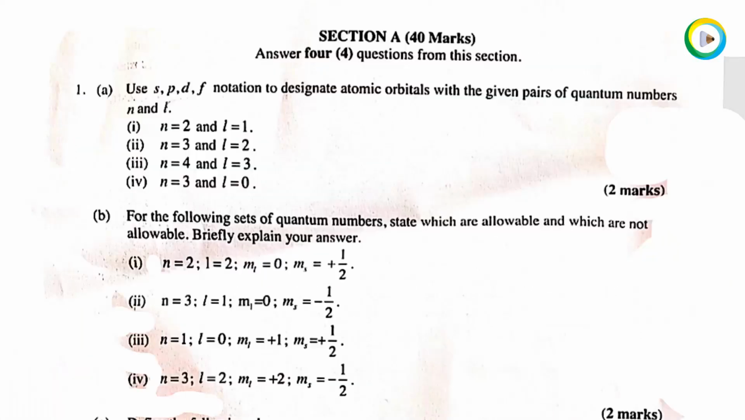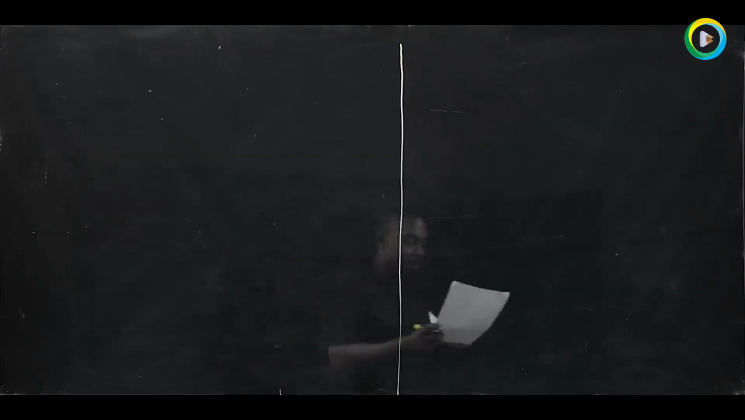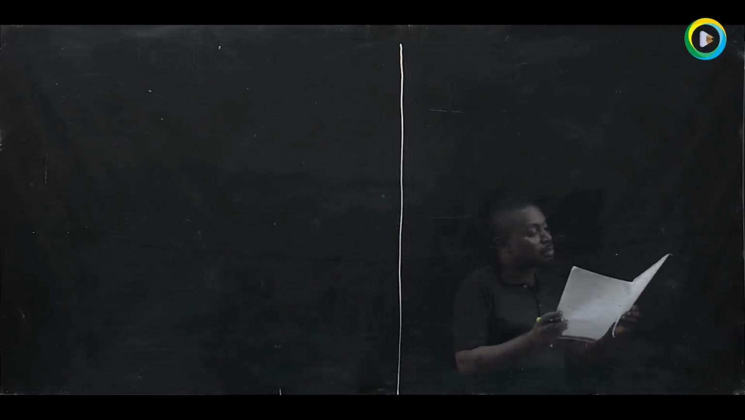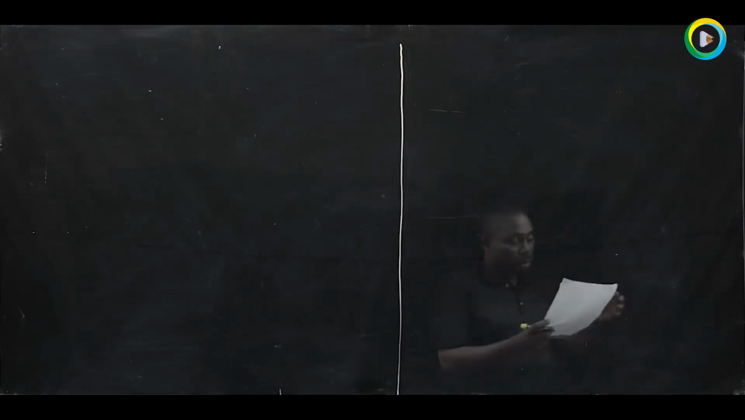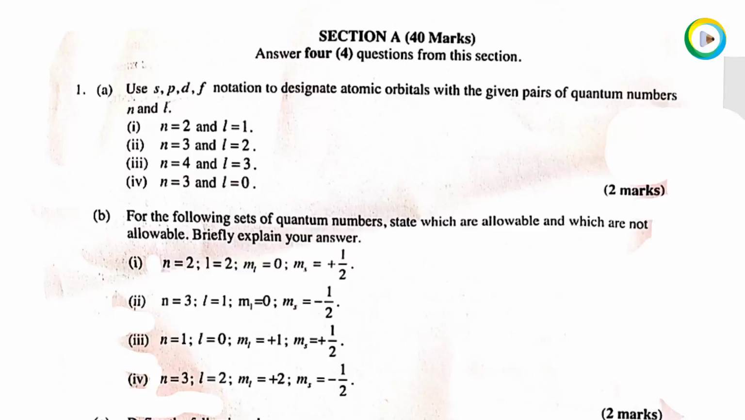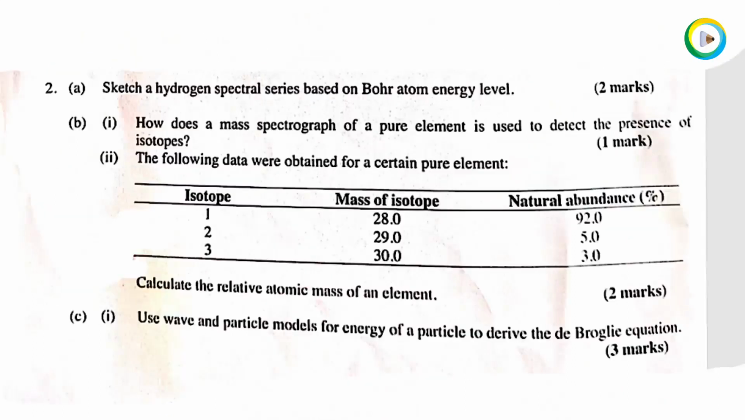Kwa tuanze na section A. Mtoto anatakiwa jibu maswali 4, section B maswali 3 na section C maswali 3, jumla maswali 10. Kila swali lina max 10. Kwa hiyo mtoto anatakiwa jibu maswali 10. Section A, swali la kwanza ni general chemistry na swali la pili ni general chemistry.